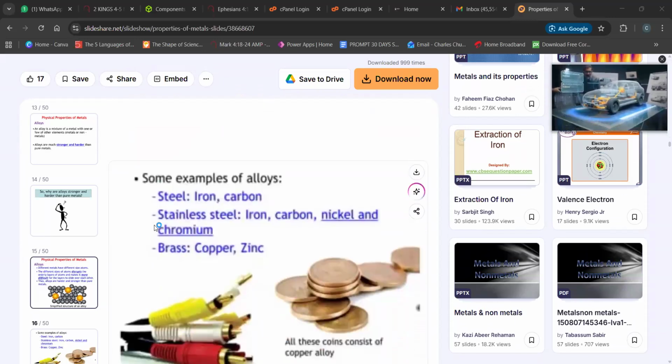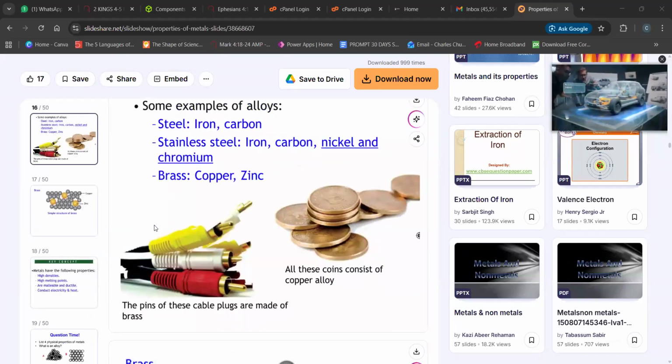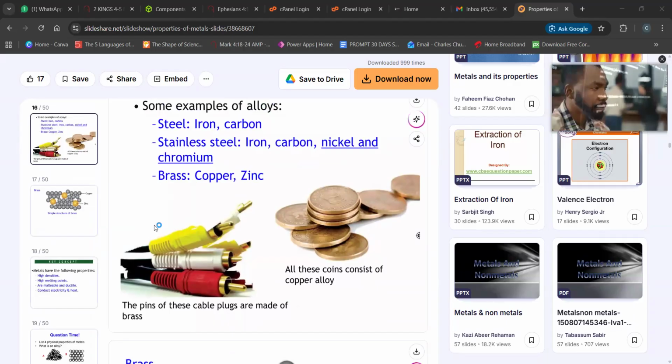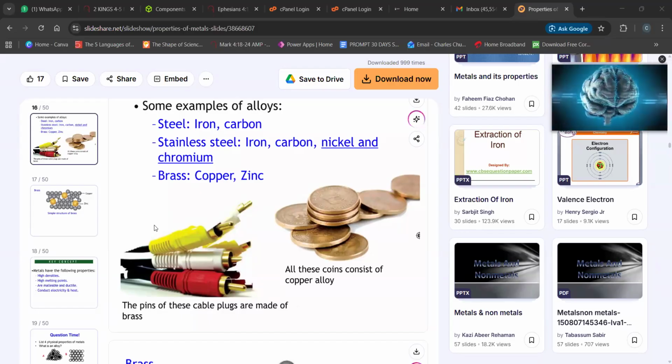Okay, so let's see. These are examples of alloys, and the good thing is that some of them you know already. Take a look at steel. Iron plus carbon. The chemical representation for iron is Fe, and the chemical representation for carbon is C. So when you have an alloy of iron and carbon, what's it called? Steel.